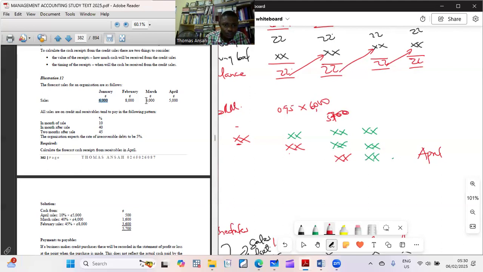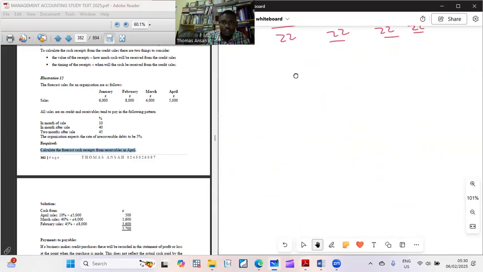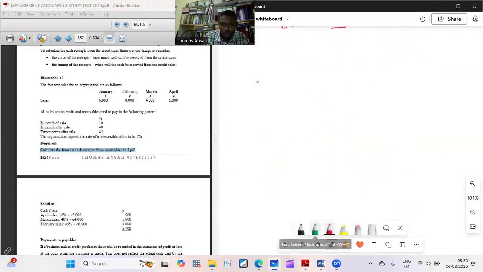And it says that 2 months after, they will pay the 45%. So if you look at the sales that is happening in January, in the month of sale you get 10%. I don't want to do that because that is not the requirement of the question. But let's just use that one as an example where there is bad debt. So we have January, February, March, and April.